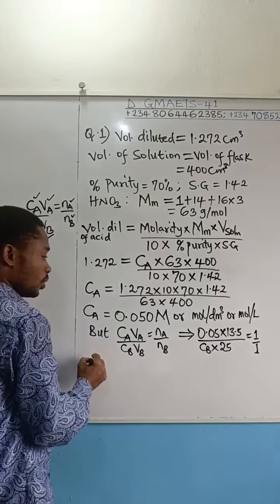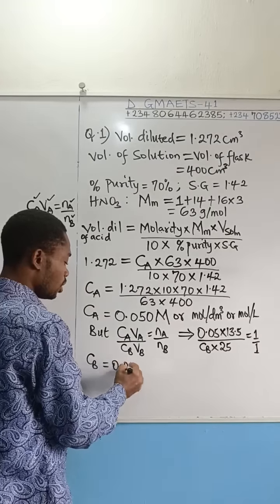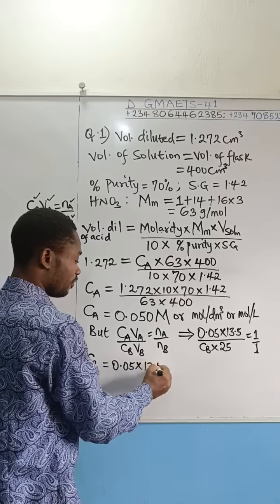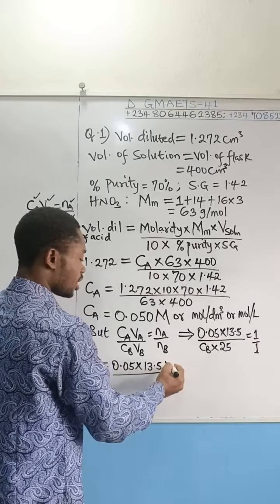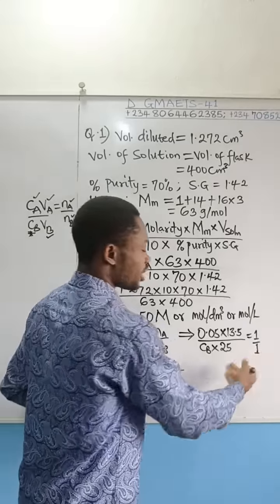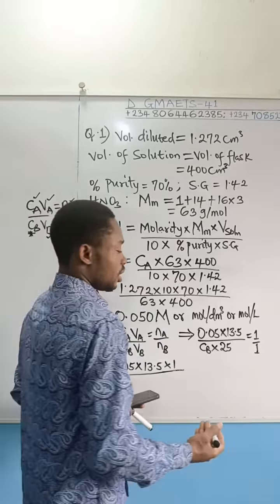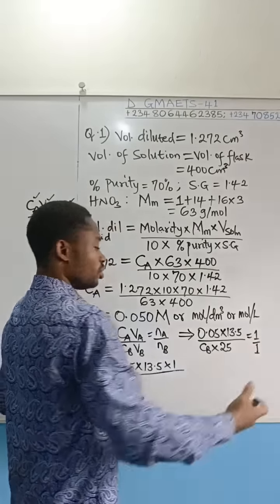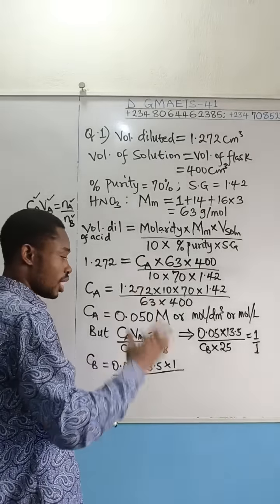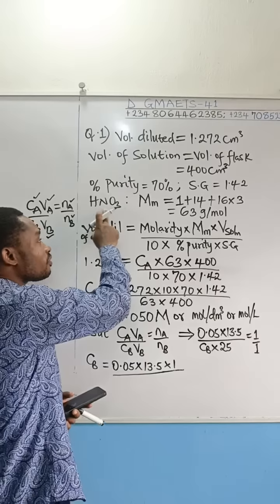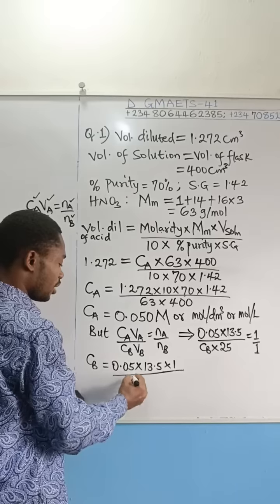Solving for Cb, we cross multiply and divide by the coefficient of the unknown: Cb is equal to 0.05 times 13.5, times 1, which remains the same thing. If this were 2, let's say in the case of a dibasic, then you know you are going to have Nb to be 2, so that this will be times 2. But like I've said, this is a monoacidic base, and the acid itself is monobasic as the basicity is 1. So we divide everything by 25 times 1.